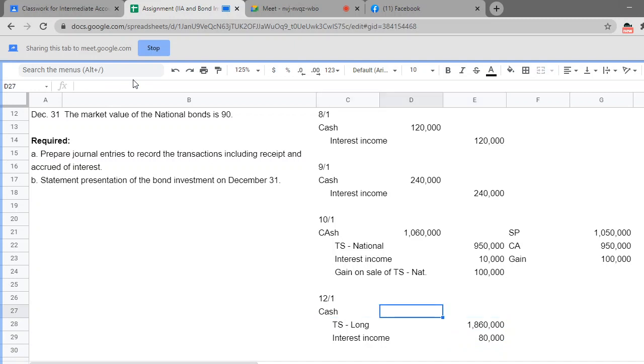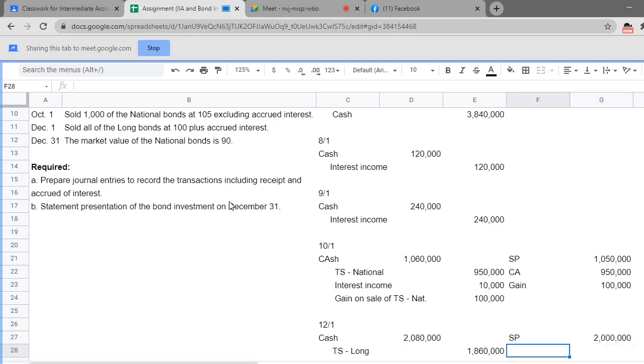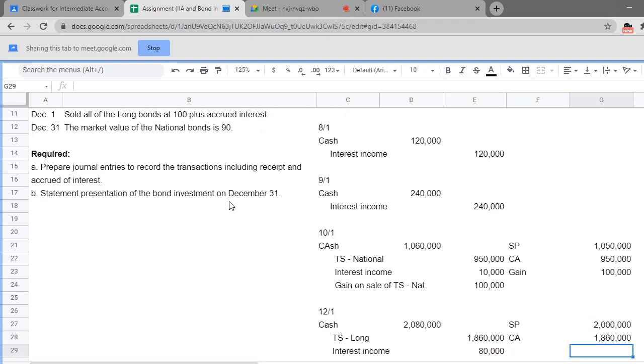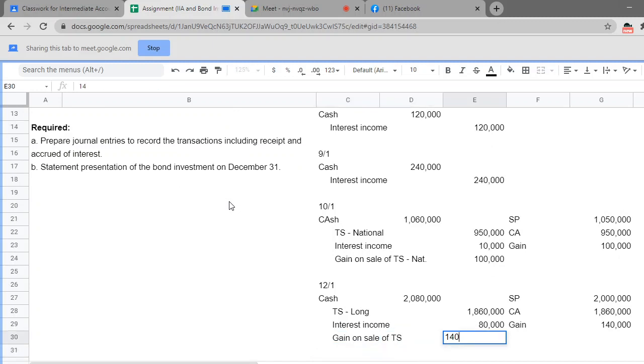So, how much did they pay? That was 2 million times 100, or 1, since 100 times 1. That's 2 million times 1 plus accrued interest of 80,000, based on what we computed earlier. Therefore, we received cash of 2.08 million. Let's go back to computing the gain or loss. Selling price, that was 2 million times 1. And your carrying amount is 1,860. Therefore, a difference of 140,000, which is a gain. The selling price is higher than the carrying amount. So, gain on sale of TS, 140,000.